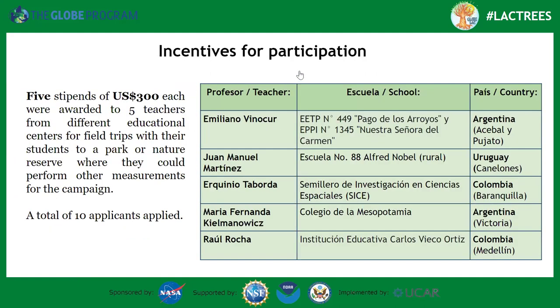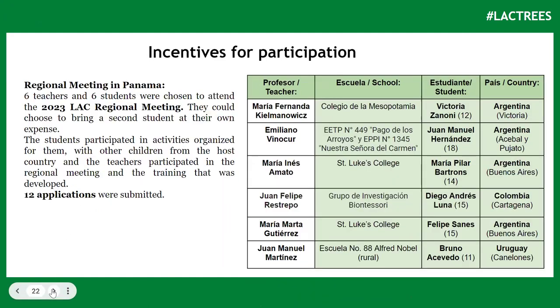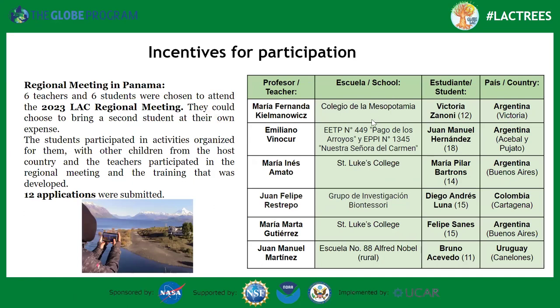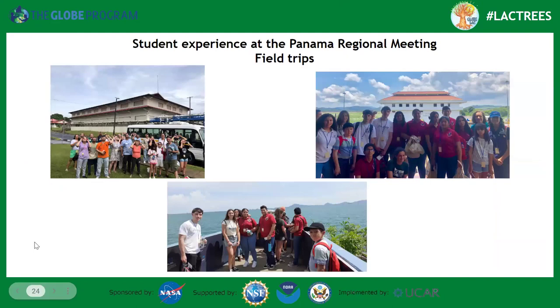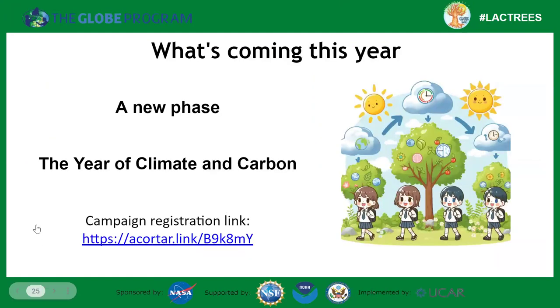We have an incentive for participation for making measurements in different places. This is the school and teacher who won the incentive. An incentive for participation in the regional meeting. These are the schools, teachers, students, and countries that participated in the regional meeting and presented their projects. This is the student with their project, and the field trip experience is the student. And new phase, maybe continue, Claudia.